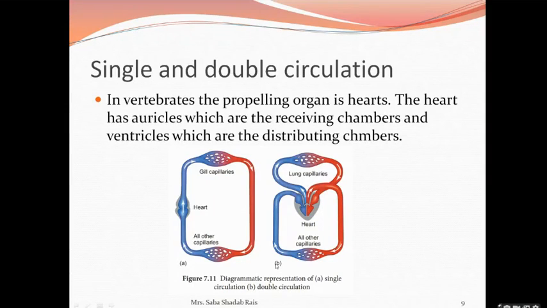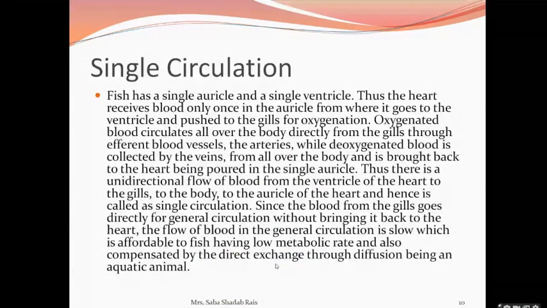So two rounds, that means the heart is getting the deoxygenated as well as oxygenated blood, in the same heart. And for avoiding the mixing, the heart has developed four chambers. So this is about the single and double circulation. Let us understand in detail with an example.